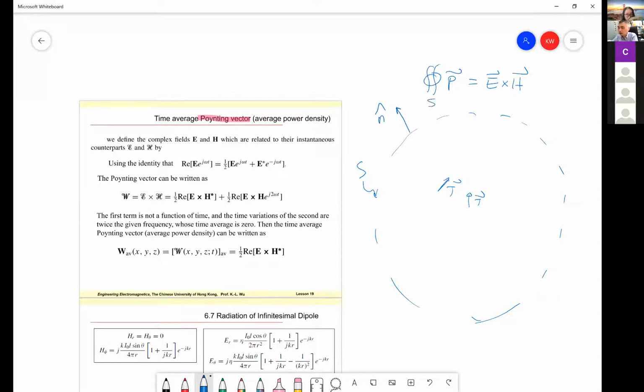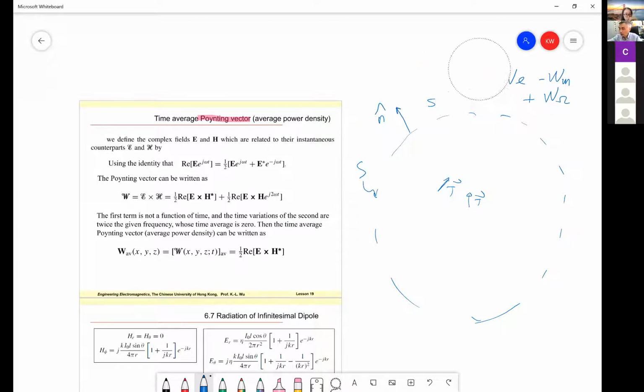closed surface integration, that collects all the flux. Because I have a dot product with a differential area, I'm calculating the net flux. That is equal to the total stored electrical energy, magnetic energy, plus the energy consumed as loss. We prove this, and we call it the Poynting theorem.